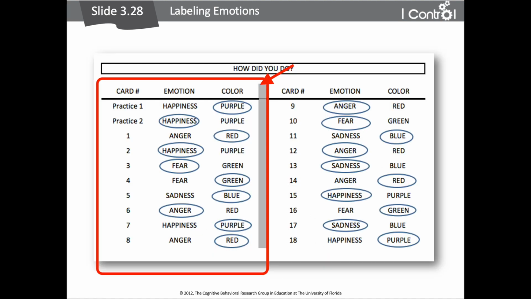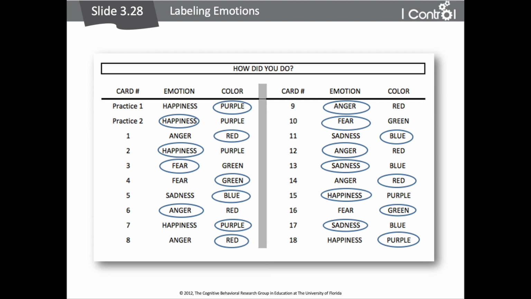Let's check your results. How did you do? Notice how you needed to use your shifting skills to go back and forth between the border rule and the no border rule? By practicing your shifting skills, you can strengthen your ability to think about and respond to difficult emotional situations in a more positive way.